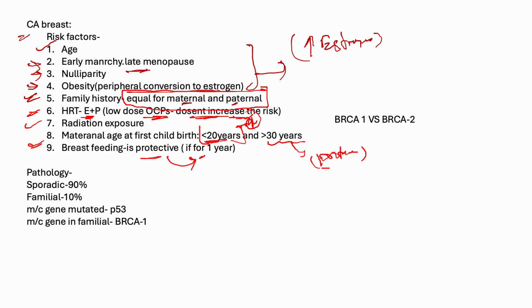Okay. Coming to the pathology, 90% of them are sporadic, 10% is familial. Most common gene mutated is TP53. Okay. And most common gene in familial cases is BRCA1.